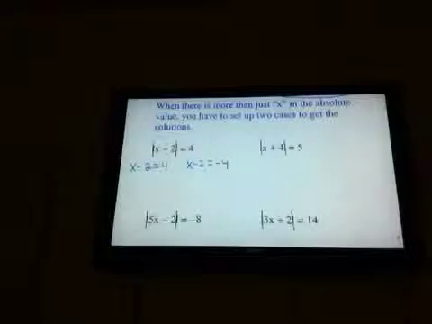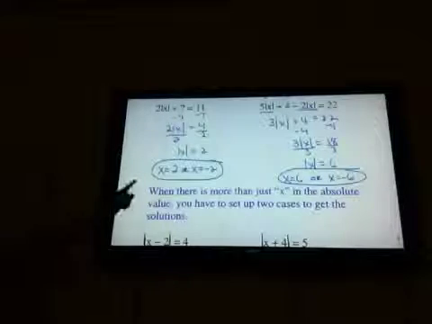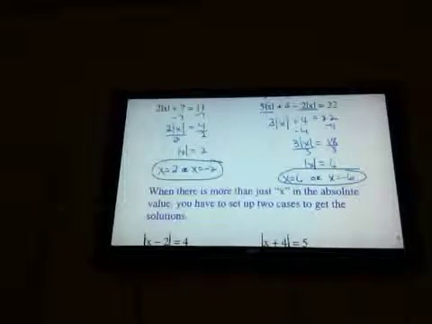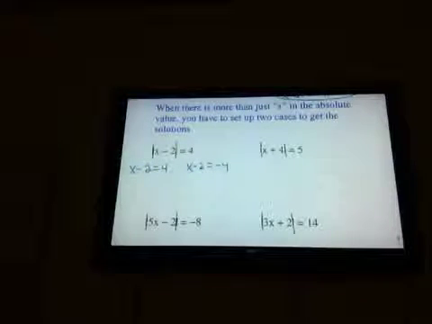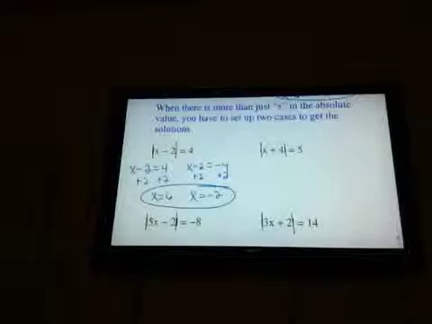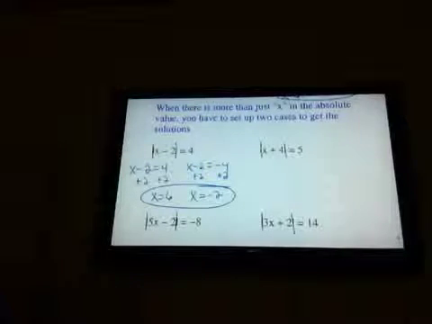Now, you'll notice that it's not just x. Up here, I did that. I said x is 2, x is negative 2. Here, I have to take and solve now. So I'm going to add 2. So I have x is 6. And I'm going to add 2. And I have x is negative 2. So again, my answers are not going to be opposites of each other.